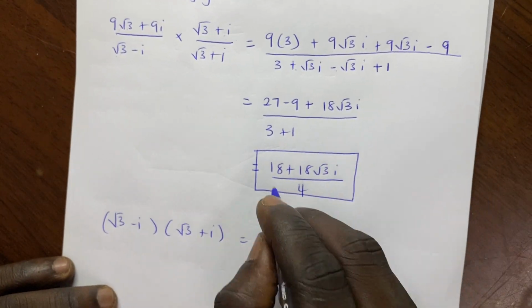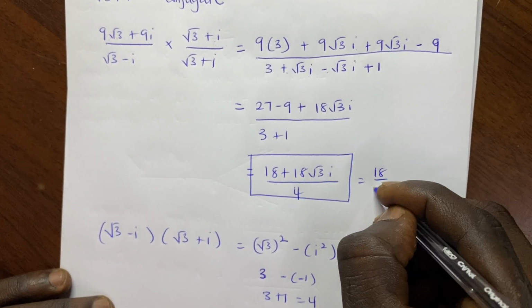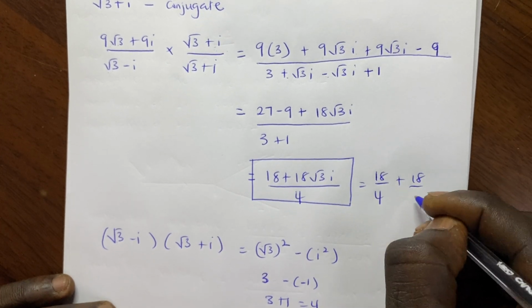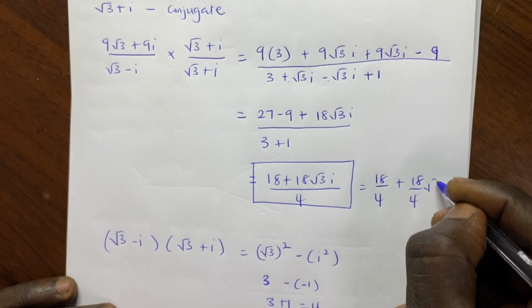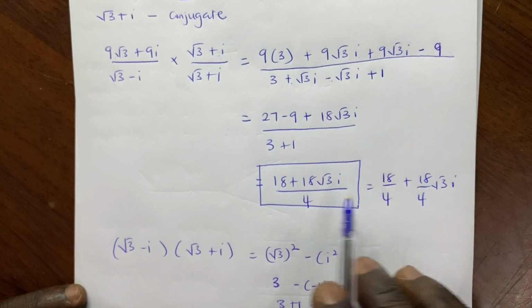And then straight away you can just expand this to get 18 on 4 plus 18 on 4 root 3i if you want, but then any of these is correct.